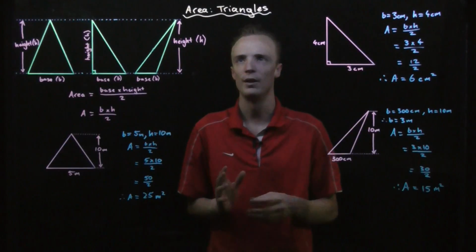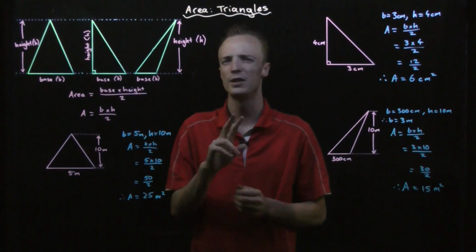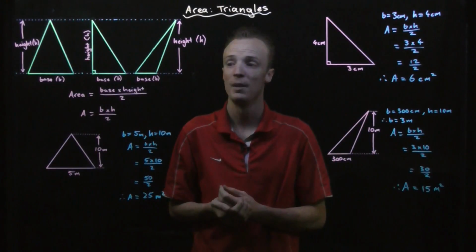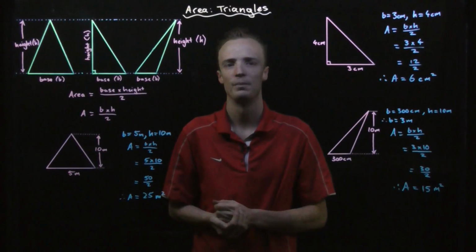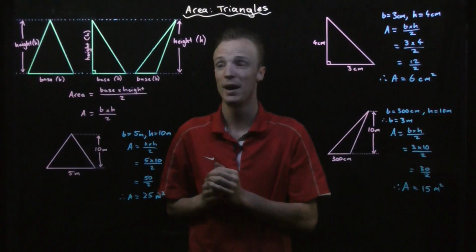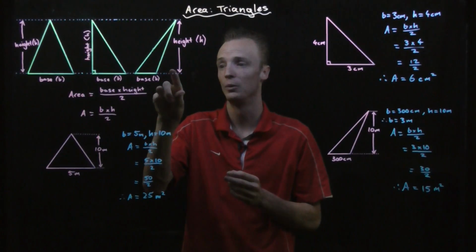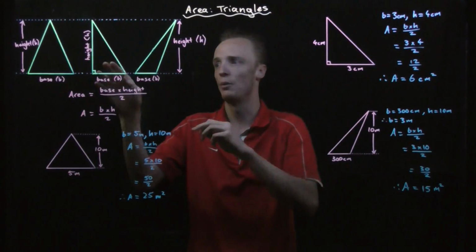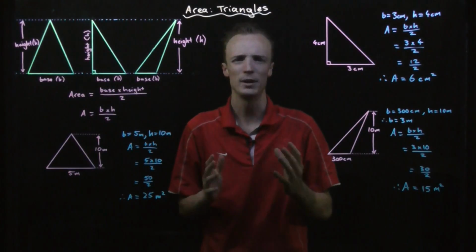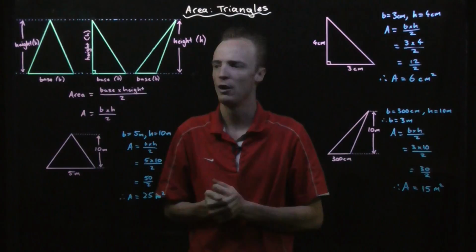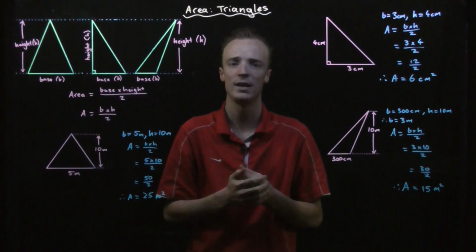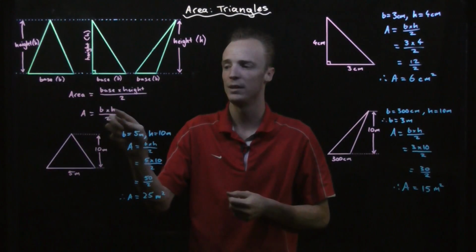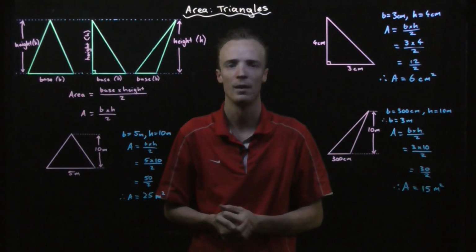So to summarise, in order to find the area of a triangle, we need two pieces of information. We need to identify the base of our triangle and the height of our triangle. Now, the height relative to the base has to be at right angles to the base, and it's from the base to the highest point of the triangle. Once we've got that, we can find the area of a triangle by multiplying the base and height together and dividing that by 2. So the area is equal to base times height divided by 2.